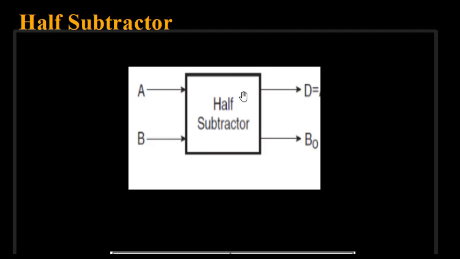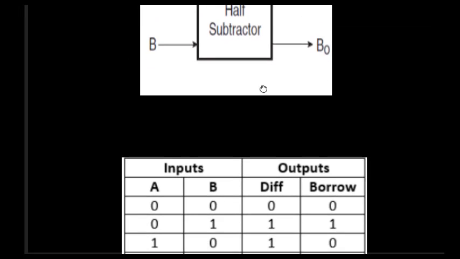Next we have the half subtractor circuit. So for the half subtractor circuit, as we see in the block diagram, it has 2 inputs and 2 outputs. A and B are the inputs, and difference and borrow are the outputs. D means difference, BO means borrow. So these 2 are the outputs. So let us see the truth table of this.